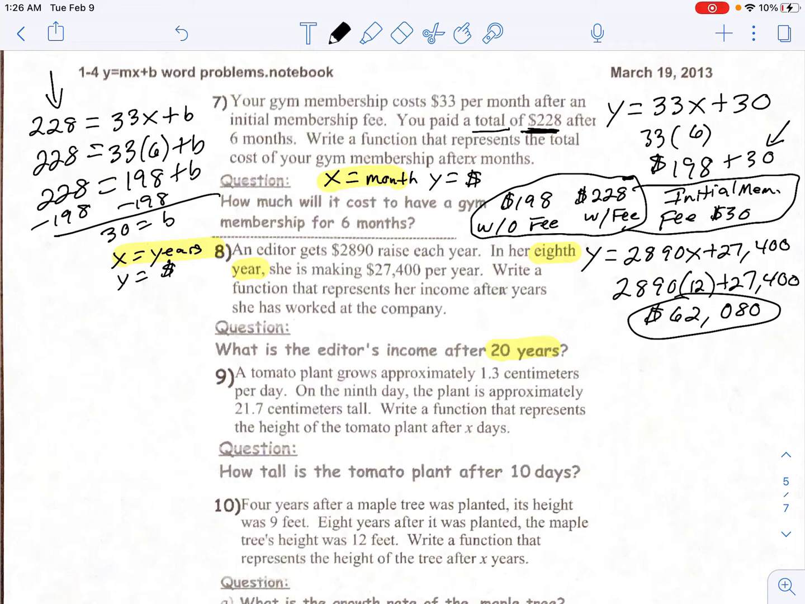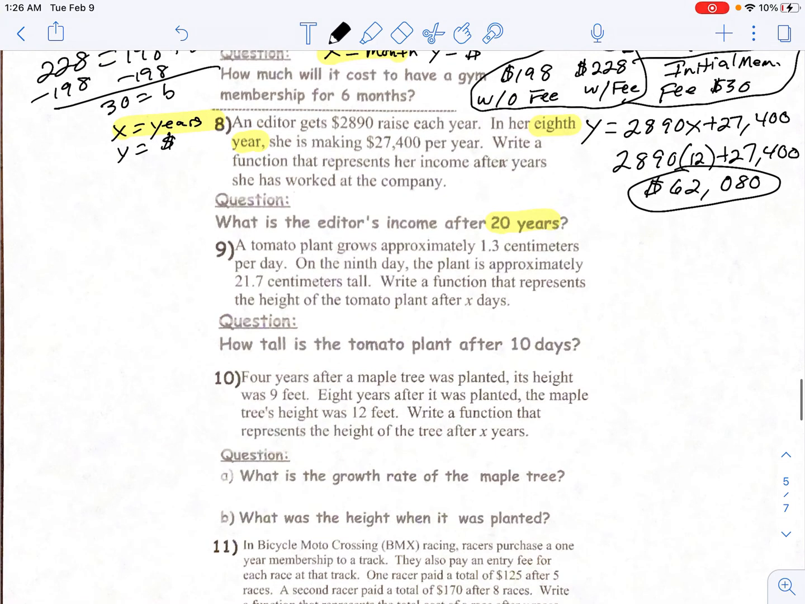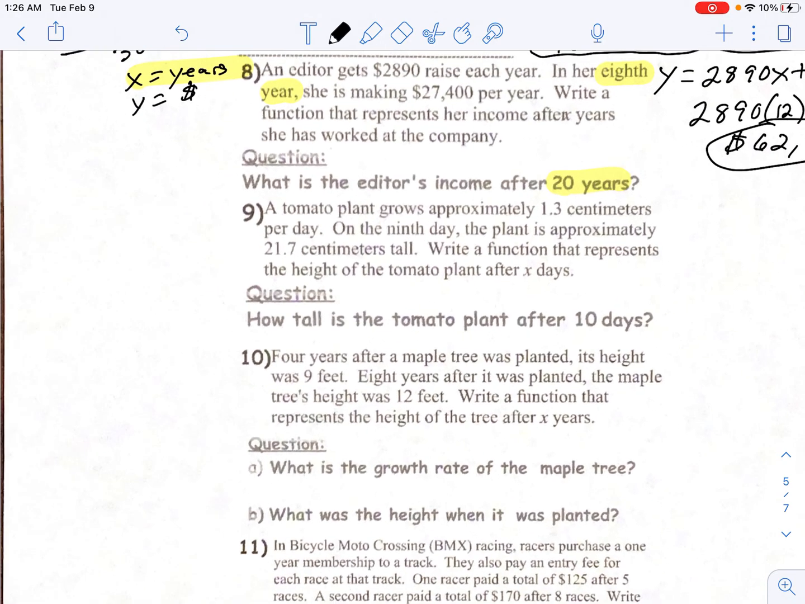That can be a little tricky. If you plugged in 20, then you're going to get a big, massive amount, okay? You just got to know that this problem starts in her 8th year, and it wants to know what her income is after 20. Well, that's just a 12-year difference from where we're at, all right? So now, number 9, now that we've kind of gone over a problem like this, number 9 isn't going to fool you.